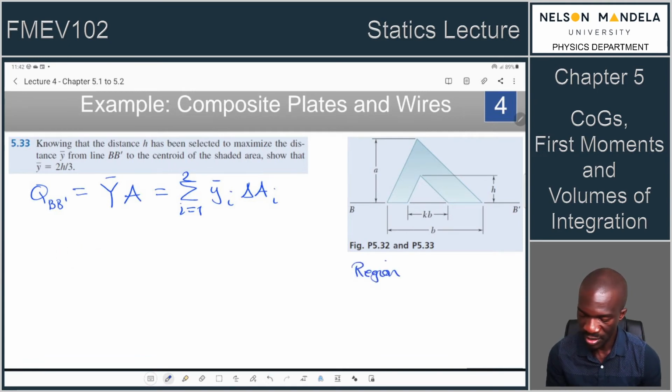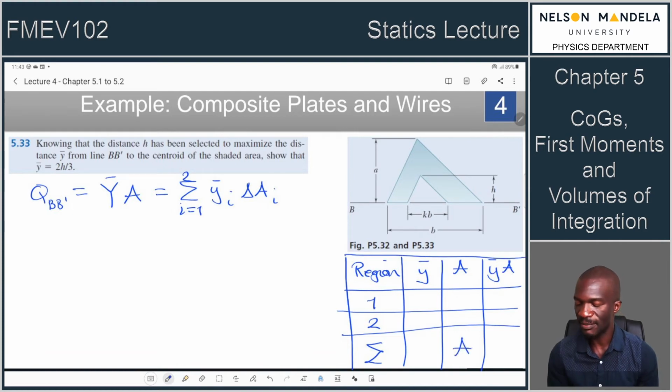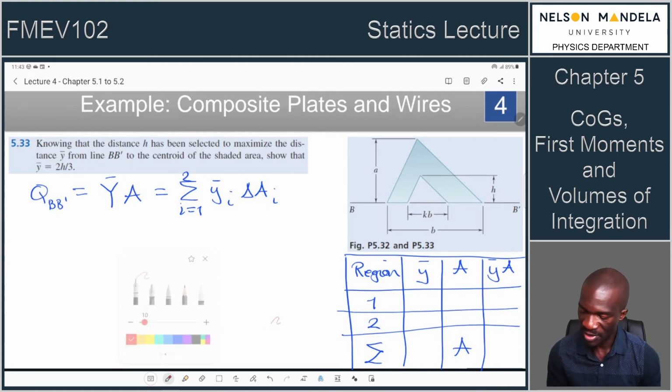So you've got your region, and then you've got its y bar, and then you've got its area, and then you've got its first moment, y bar A. This last column is simply multiplying the first two. So this is now region 1, region 2, and then the total, which we can sum. Obviously the area of the total region is capital A, and the area is your half base times height. So let me just now divide this object conveniently.